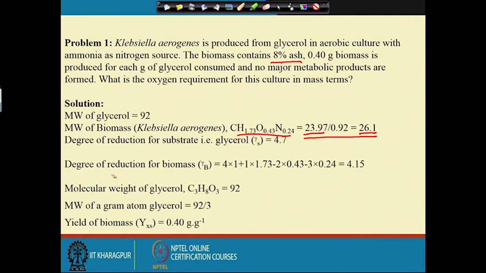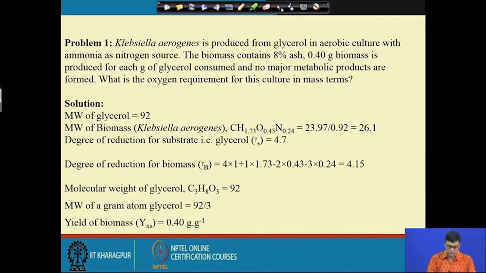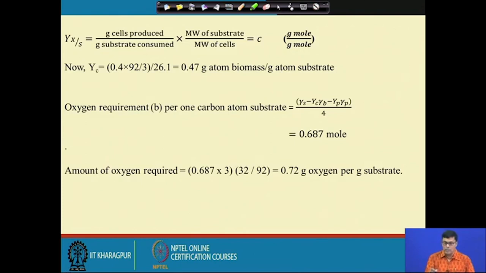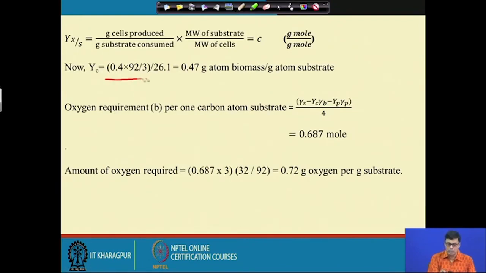Now here, the degree of reduction we can easily calculate like this. And then the molecular weight of glycerol, I showed you this, and this is the equation that we have. Then YC is already calculated, I showed you this calculation. This is per gram atom of carbon, the oxygen requirement. This is the equation that we have. These are the moles of oxygen produced per gram atom of substrate consumed. The molecular weight of oxygen is 32, and 72 by 3 is the gram molecular weight of 1 gram atom of substrate. If you multiply, you will get how much oxygen is required per gram of substrate. So, this is how we can do that.